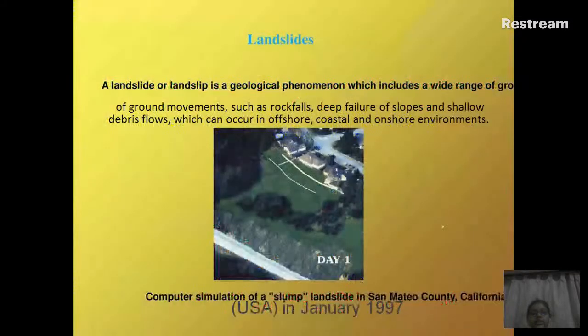Okay, next we will talk about landslides. What are these landslides? As you can see, this is the picture.